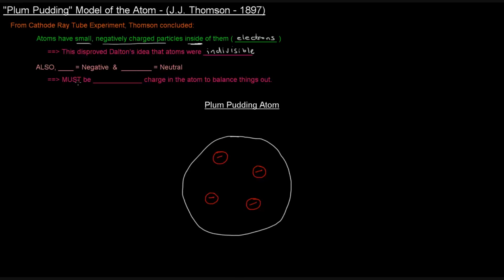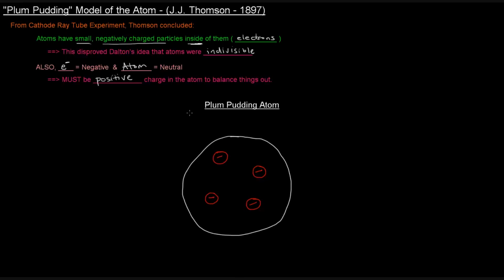Another thing that's important is to recognize, okay, we know that electrons themselves are negative, but the overall atom is neutral, right? So if the electrons are in the atom and the atom is overall neutral, that must mean that there's a positive charge in the atom to balance things out. So this is why Thomson came up with the plum pudding model of the atom.